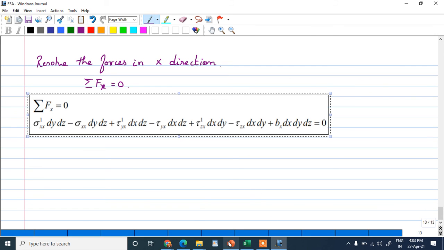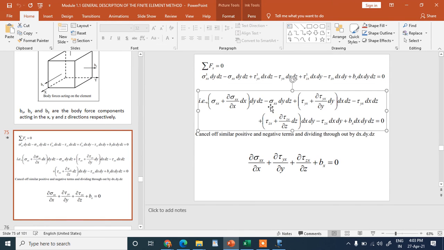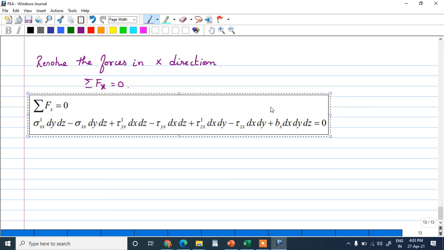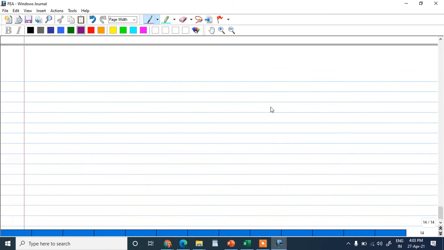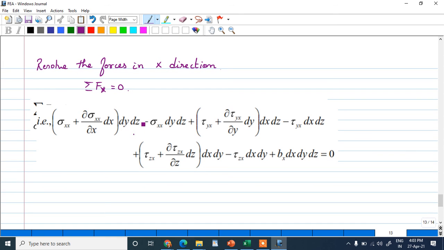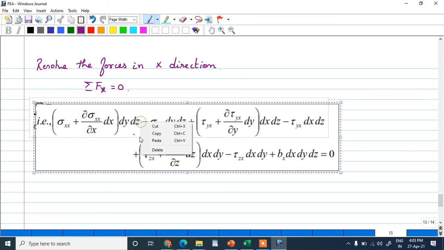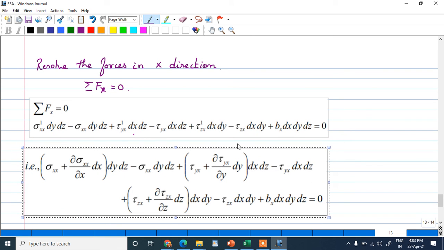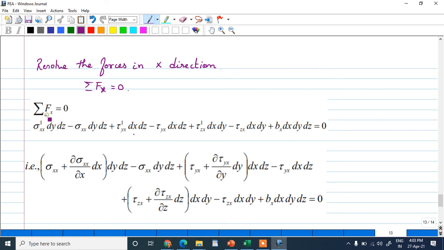Let me take this one a little bit down. Yeah, now it is more clear. So please check, this is the resolving with respect to x. What I have written, the same is here, that is sigma prime xx dy dz minus.